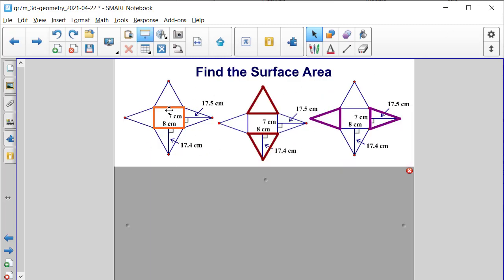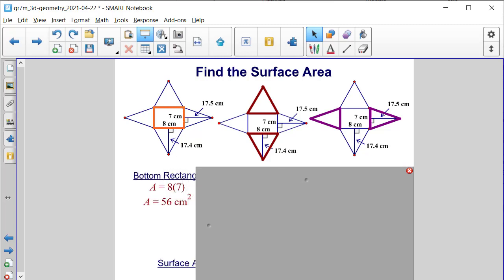We can start finding the surface area by finding the area of the individual shapes that we have, especially since we've drawn the net out. So first one we have is a rectangle, and this rectangle has a length of 8 centimeters and a width of 7, so its area will be 56 square centimeters.